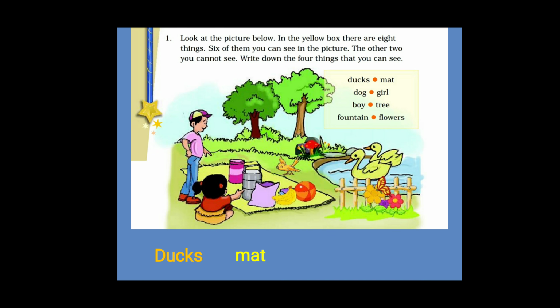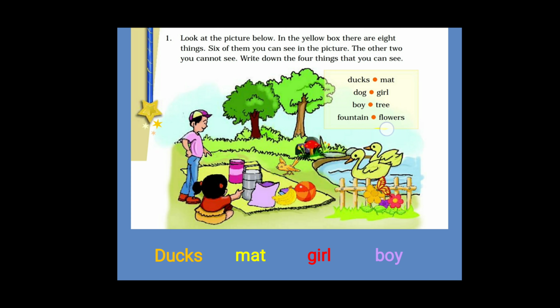Now next, girl. Can you see a girl? Yes, there is a girl. Next is boy. Can you see a boy? Yes, you can see a boy. Now tree. Can you see a tree? Yes, you can see a tree. In fact, there are 2 trees in this picture.